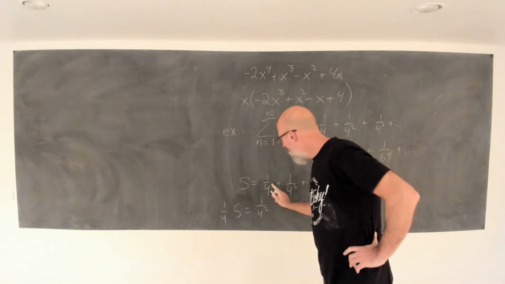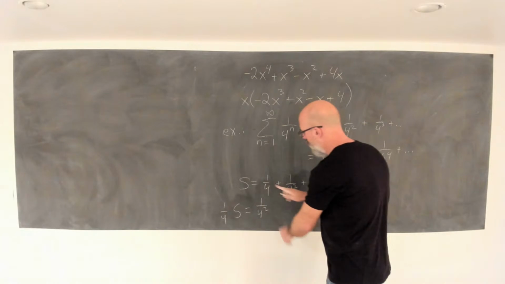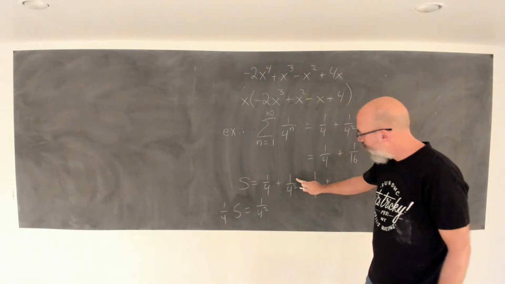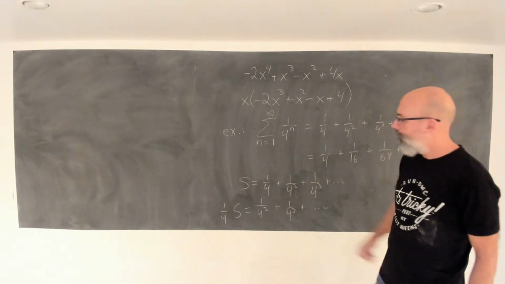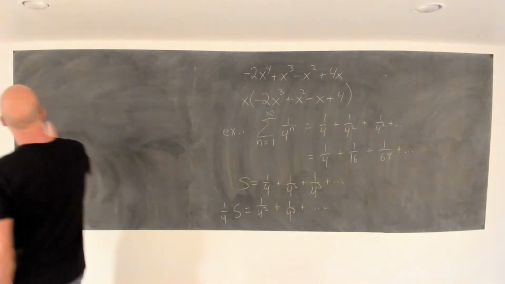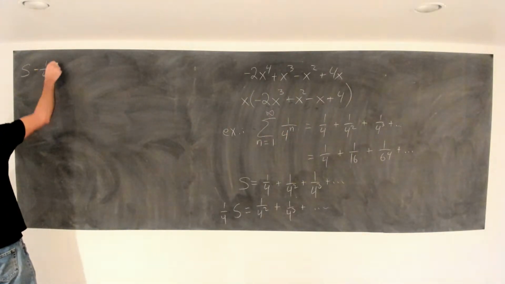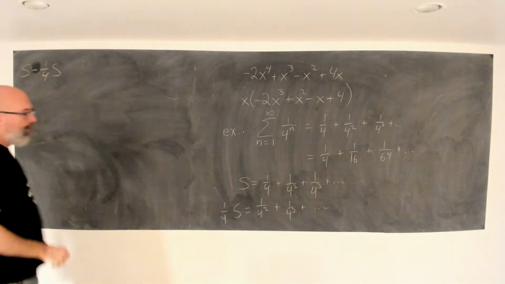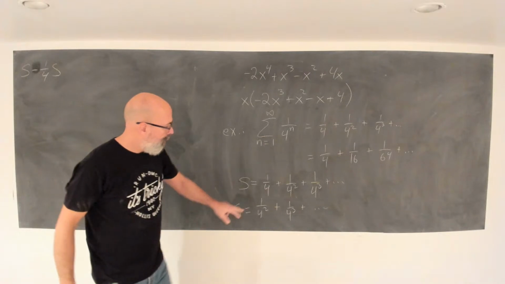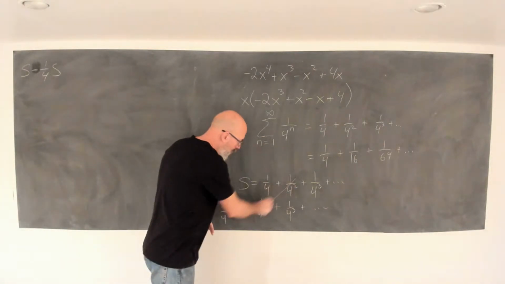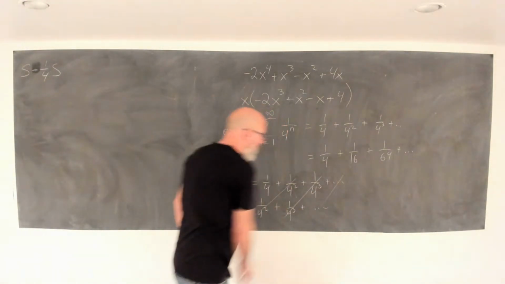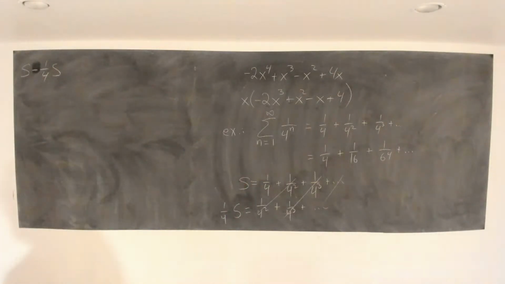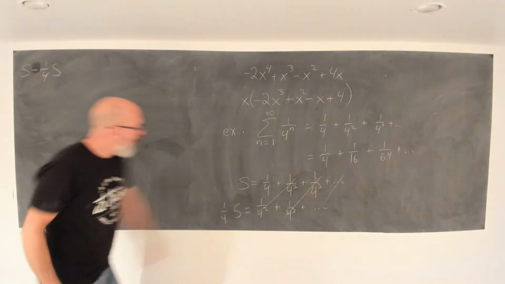What do we get? 1/4 times 1/4 is 1/4 squared. 1/4 times 1 over 4 squared is 1 over 4 cubed, and so on and so on. And when we subtract the two, S minus 1/4 S, right? So this minus this, these two cancel out. This minus that, those cancel out. Everything cancels out, except the first term.